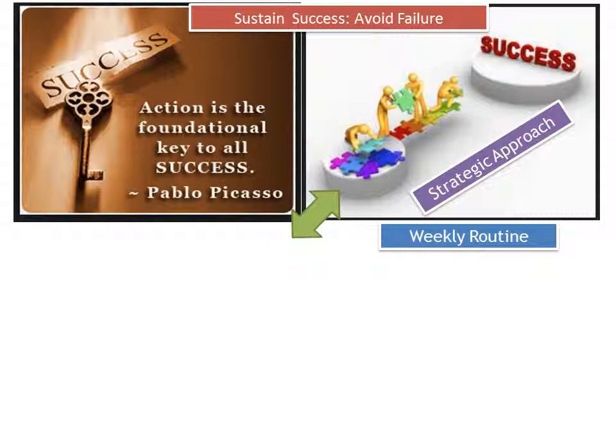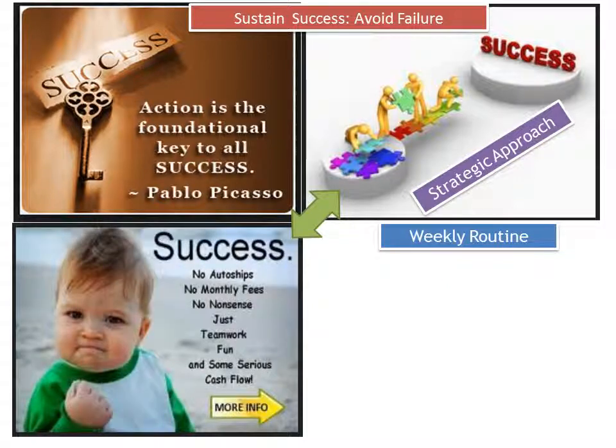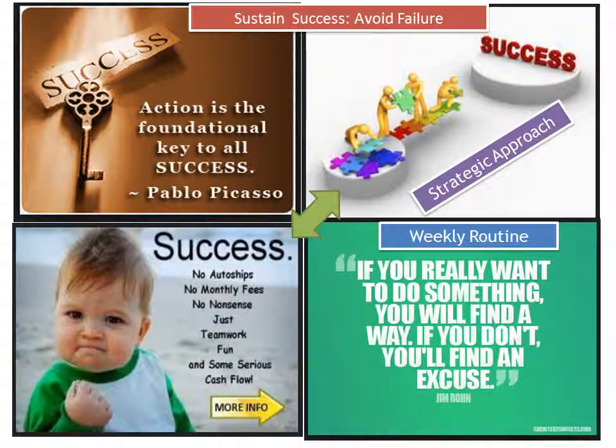Now, as this little guy is saying, success: no authorships, no monthly fees, no nonsense, just teamwork, fun, and some serious cash flow. Convert your points to dollars. Think of cash. Think of the $1,000 points that you will have to earn at the end of the 9-week session. Now, here's also a very true and wise saying. According to Jim Rohn, if you really want to do something, you will find a way to do it. If you don't, you'll find an excuse.